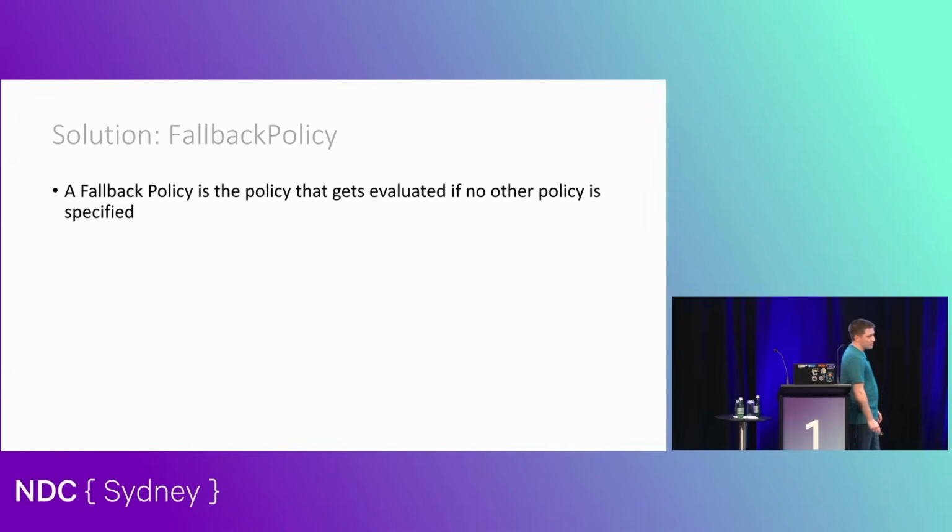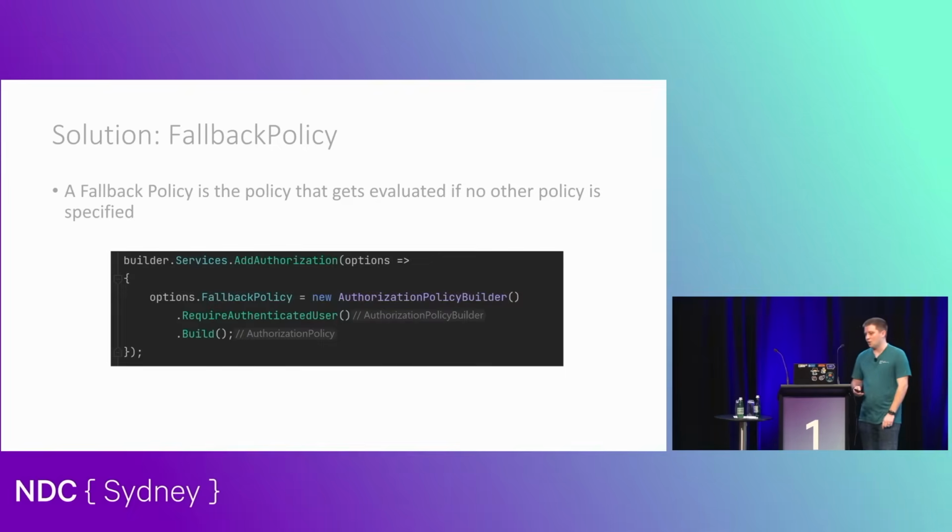So a solution to this is you can use a fallback policy. A fallback policy is a policy that gets evaluated if no other policy is specified. So let's say you've got nothing on a controller or an action in particular, it will by default use this fallback policy. Now, if you say, hey, I've got this authorized attribute with this policy name, or I want to do allow anonymous, then this won't take effect at all. But by default, if you put nothing there, it will use this fallback policy.